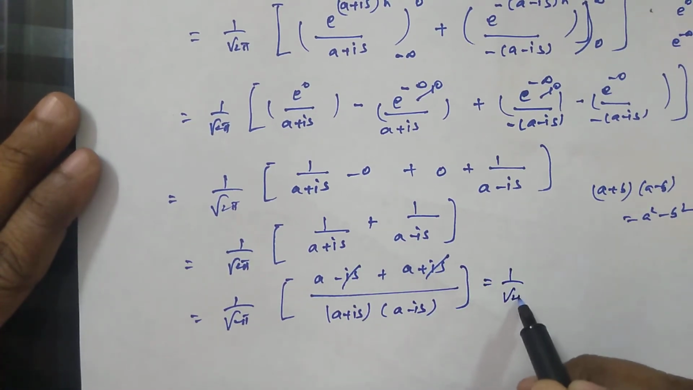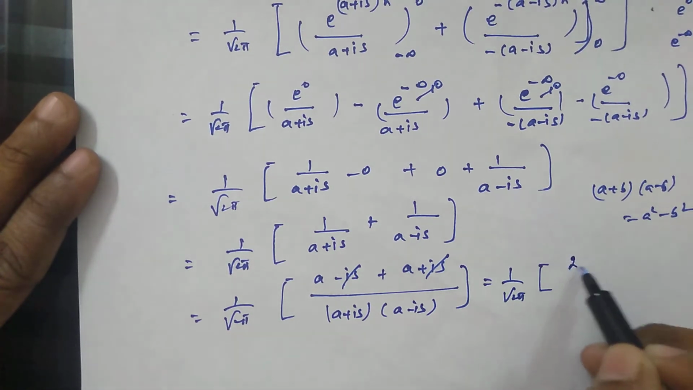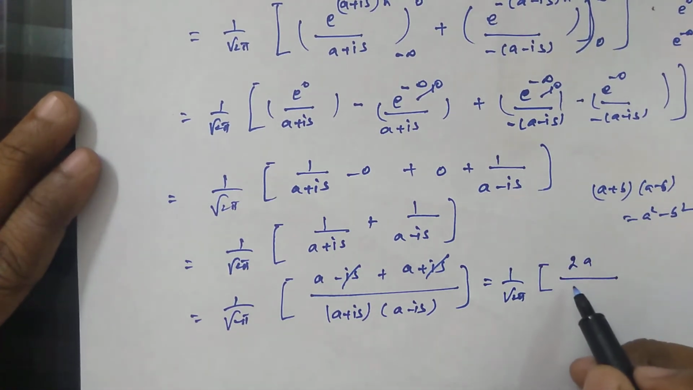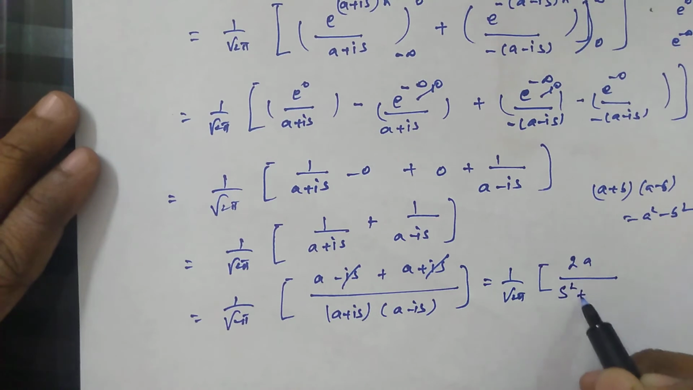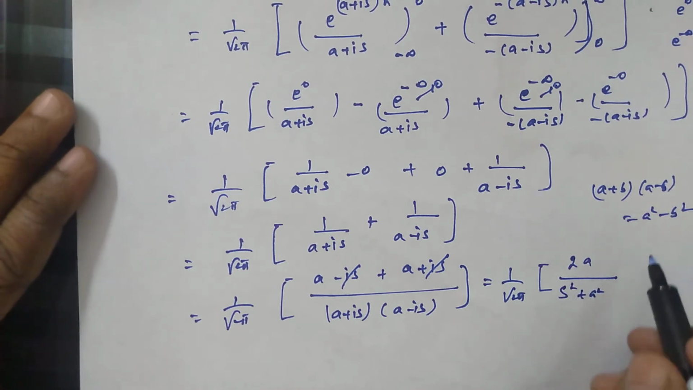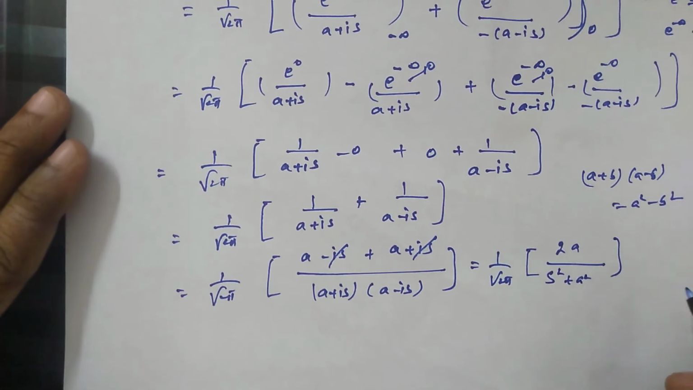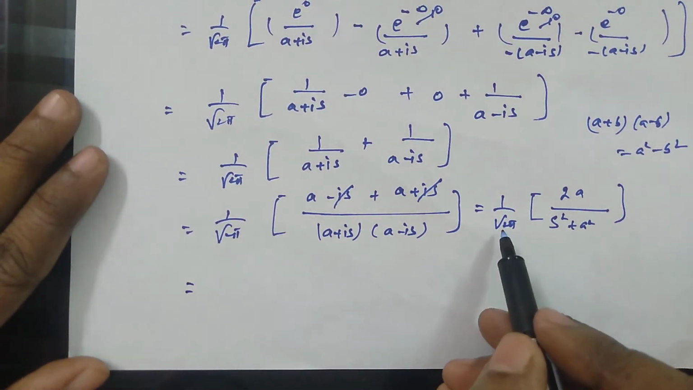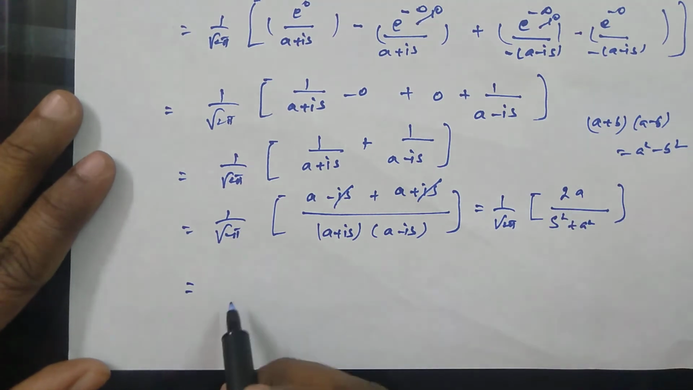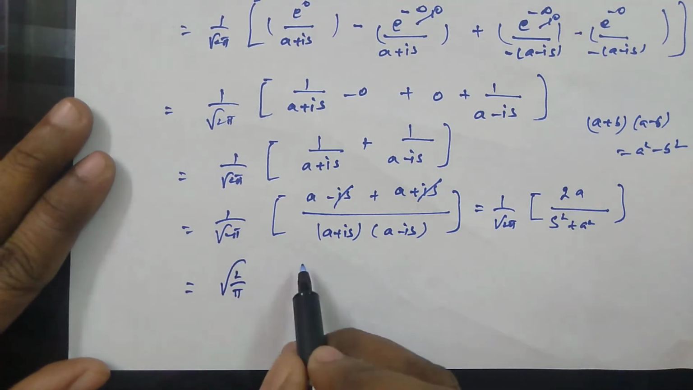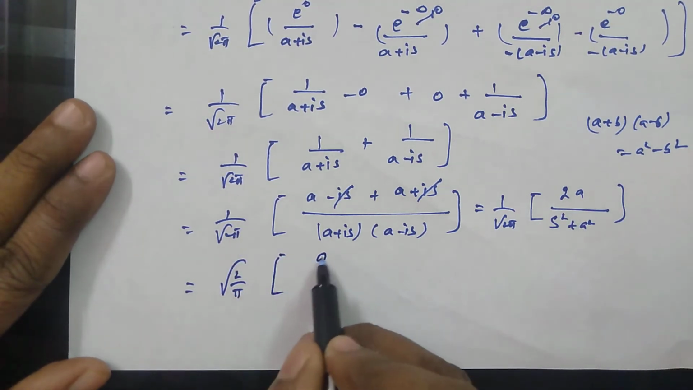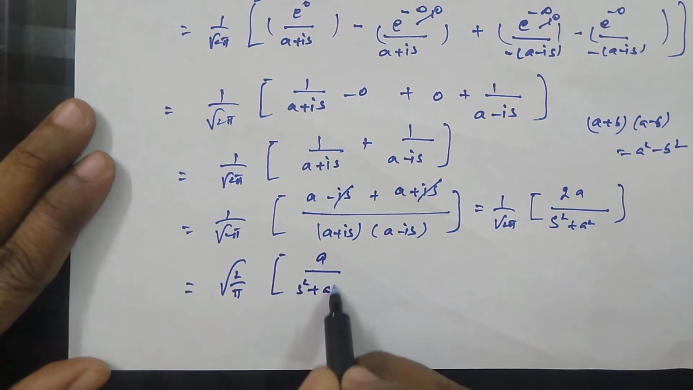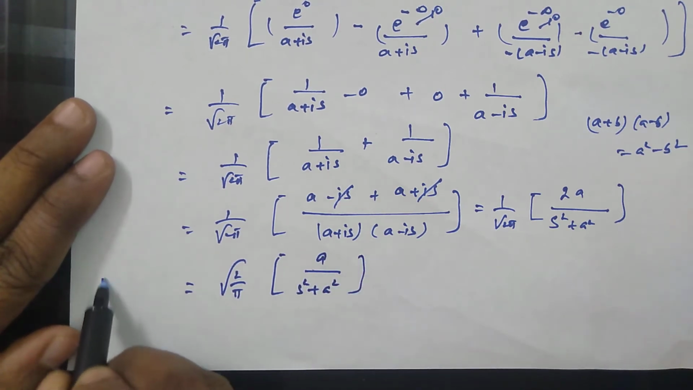So 1 by root 2 pi, 2a divided by s square plus a square, because i square value is minus 1. So minus into minus will become plus. So we can get it is equal to, here it is root and here it is 2. So we can write it as root of 2 by pi into a by s square plus a square. This is the first part of the question.